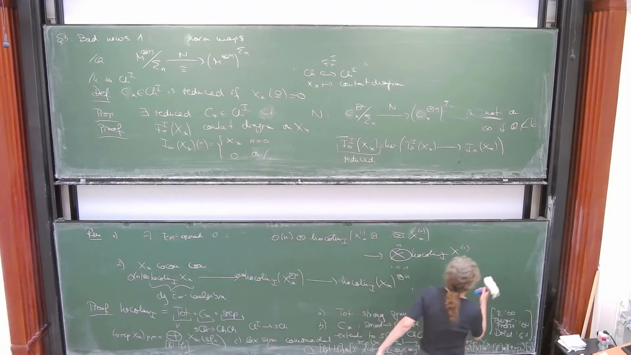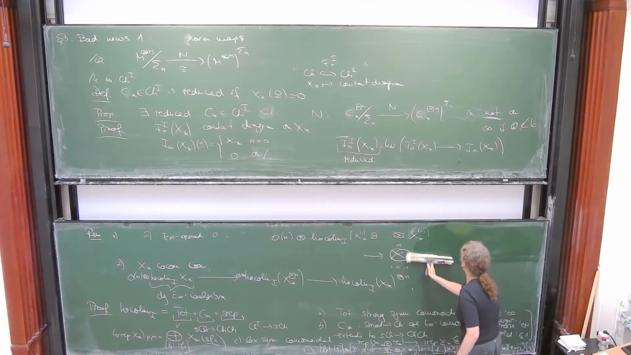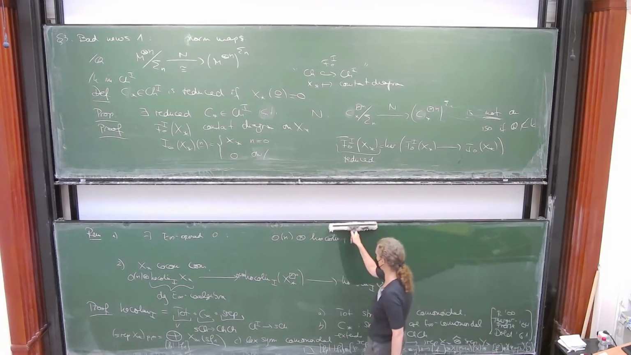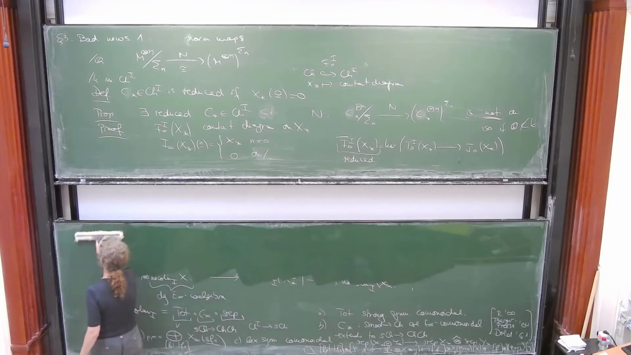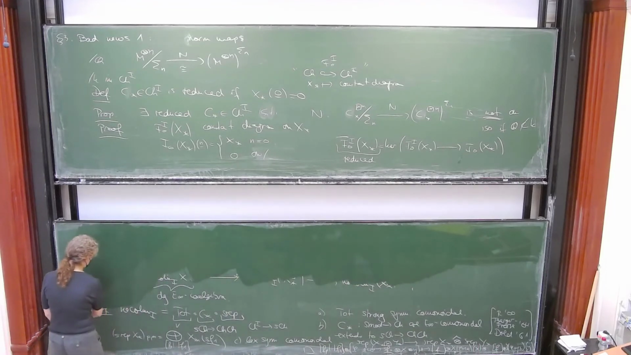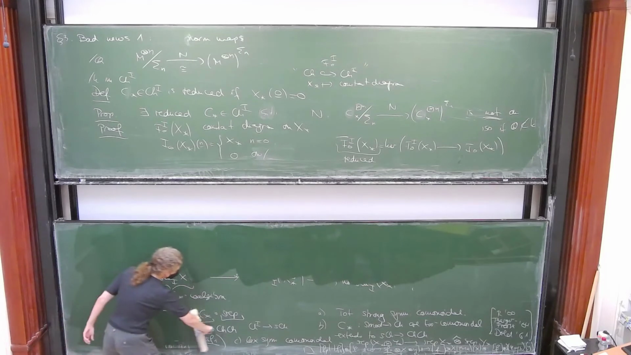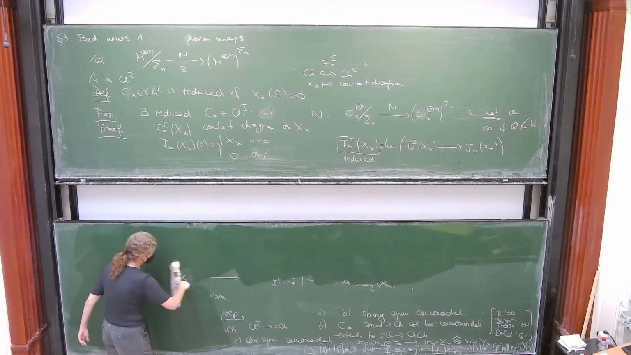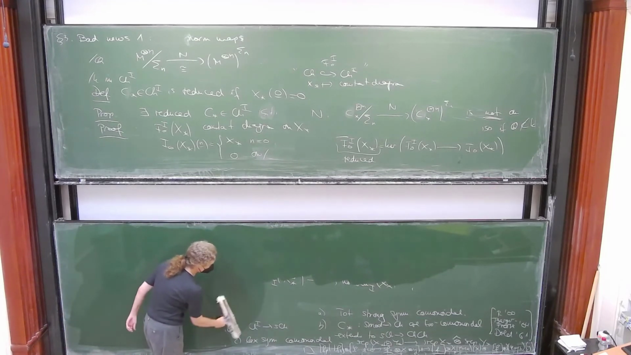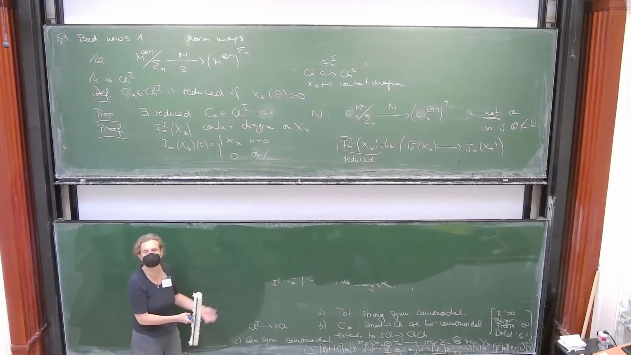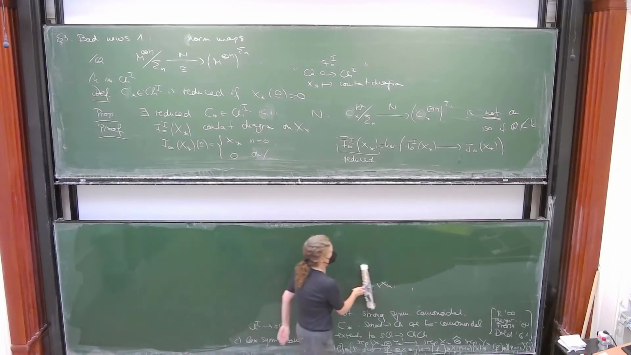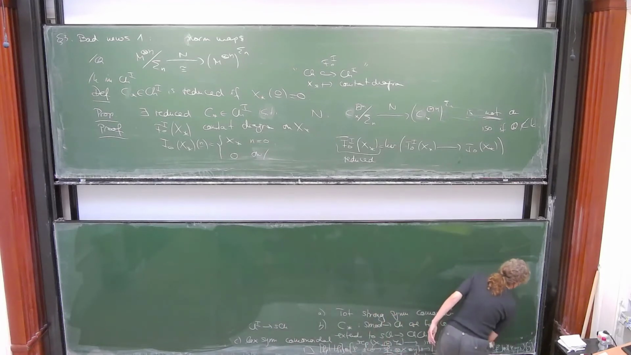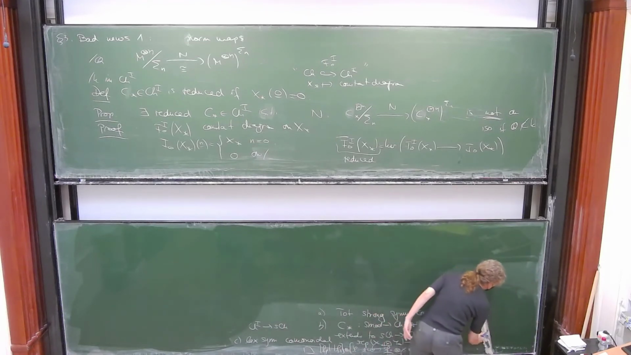And if I want to find something that's visibly not in the image of the norm map, well, the norm sums over all the group elements in the symmetric group. So if you have a single tensor generator, this is never ever in the image of the norm unless you can divide by two. And then you can find other things.